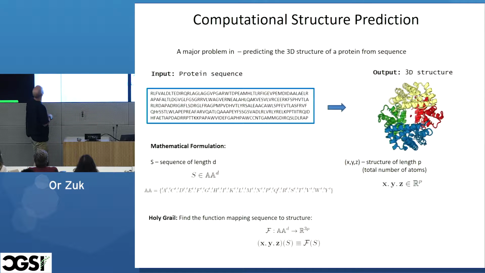I see that some of this corner is cut, so whenever we have symbols there, I'll describe them. So we have a sequence S, right? Mathematically, it has length D, so you can represent it as an element of A to the power of D, where A is the set of all amino acids, the 20 amino acids. And how do you represent a structure? We can use X, Y, Z coordinates, and they are in R^P. P is different from D, because D represents the number of amino acids, and P represents the number of atoms in the structure.